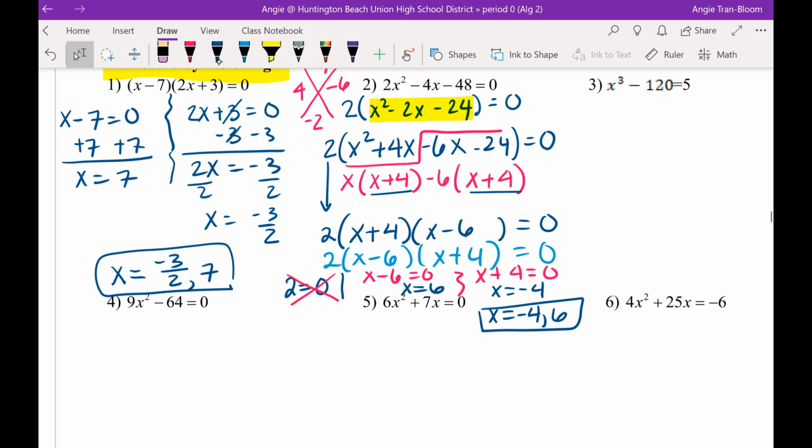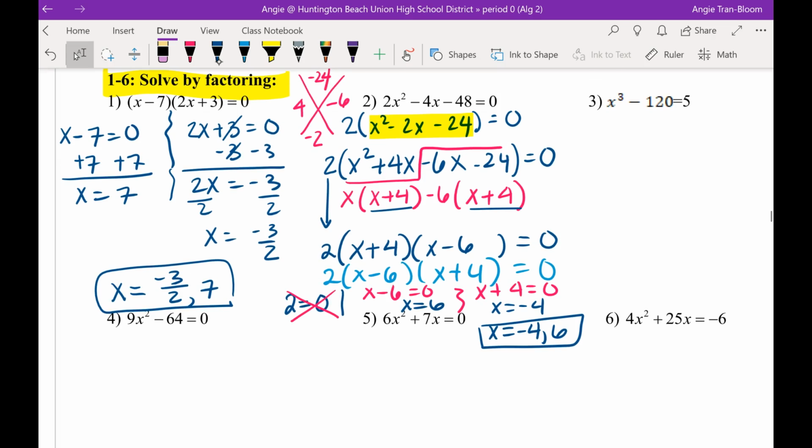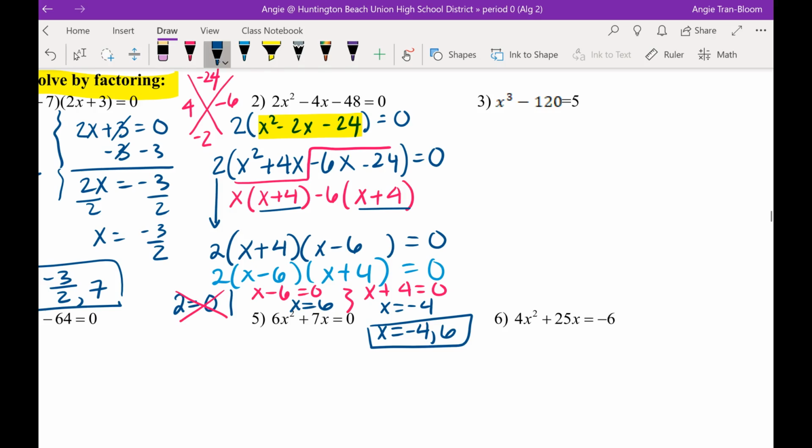Perfect. Raise your hand if you think. Mark, what do you think you want to do? Subtract 5 from both sides. Well said. Okay, so you're right. Subtract 5 from both sides. So now we have x to the third minus 125 equals 0. Okay.